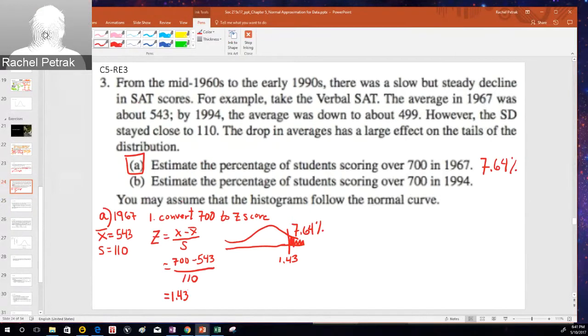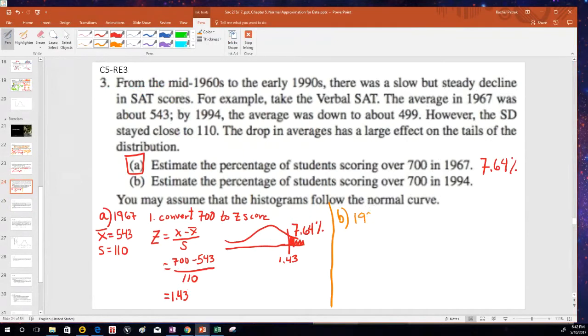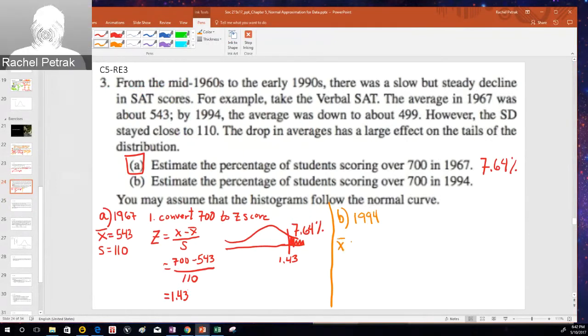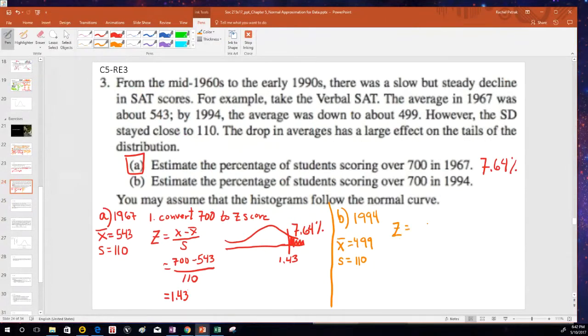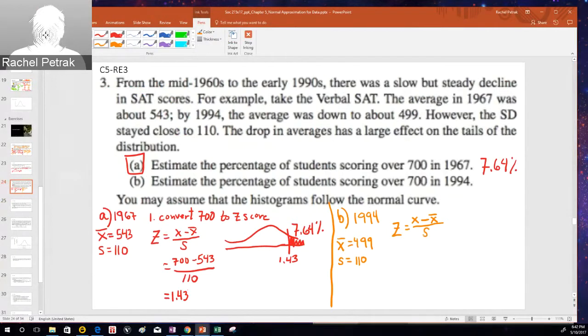Next up, we can estimate our percentage of students over 700 in 1994, and we'll follow the same process, except using our 1994 data. Now we have in 1994 a mean of 499. Again, you might be thinking, why is she rewriting those down there? They're in the problem. Well, because again, when we get into more complicated things where you've got to keep looking, you don't want to have to keep referencing back into a word problem to find your numbers, because then it's easy to get them mixed up. So there's always a method to my madness. At least in statistics, let's say.